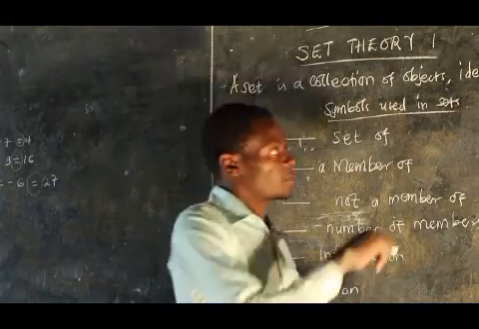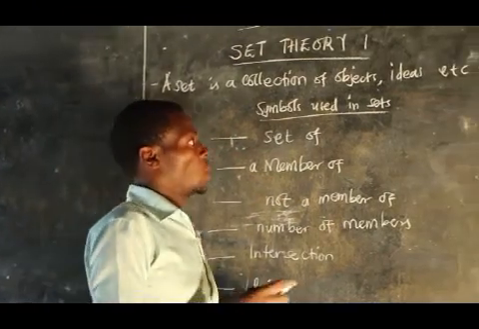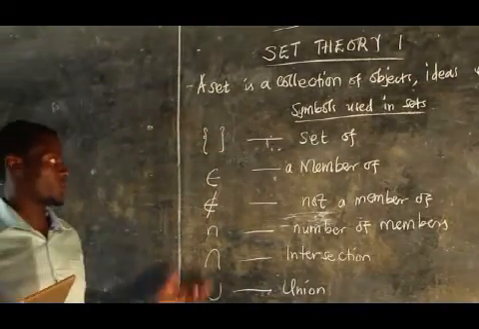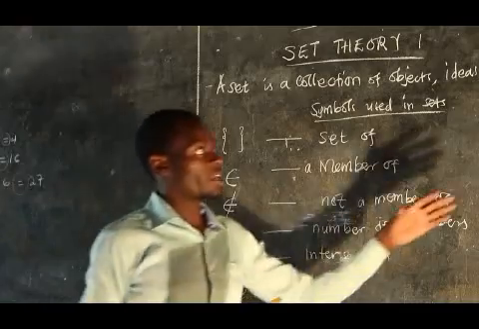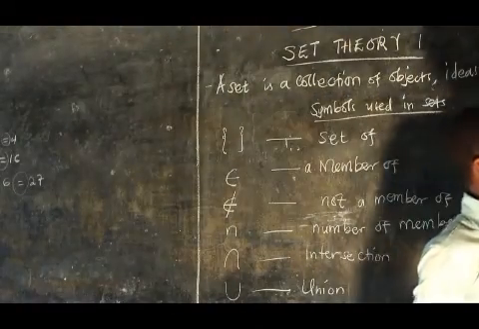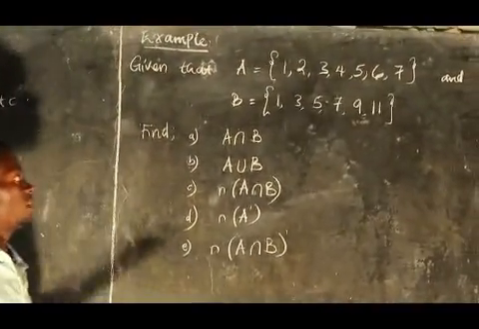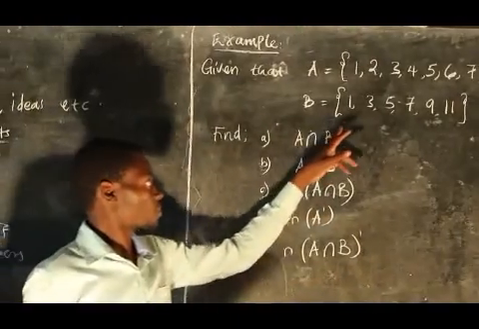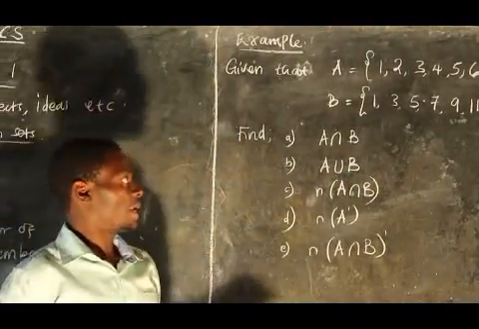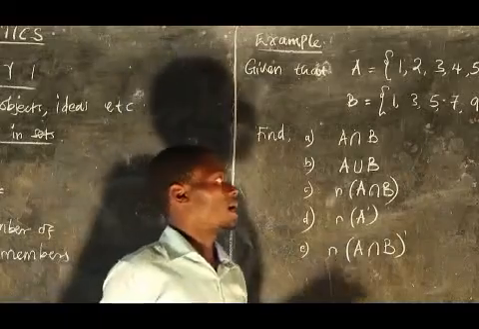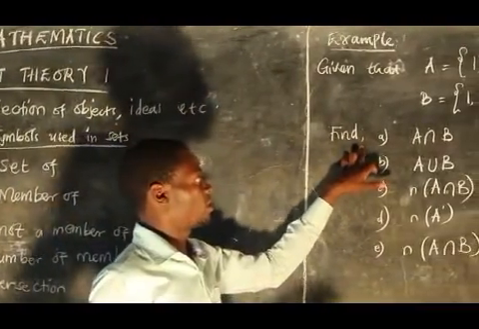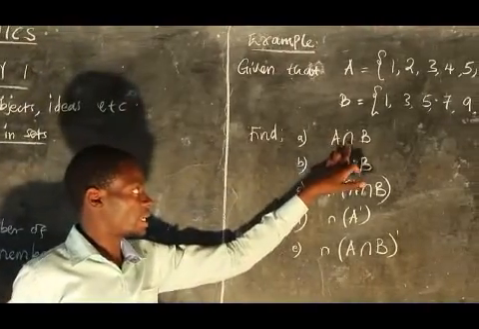Now we're going to have a brief example, which will show us how we can use some of these common symbols. Now they are giving us an example that set A is comprised of 1, 2, 3, 4, 5, 6, and 7. These are counting numbers. And set B is comprised of 1, 3, 5, 7, 9, and 11. These ones are odd numbers. Now they say find part A, intersection B.